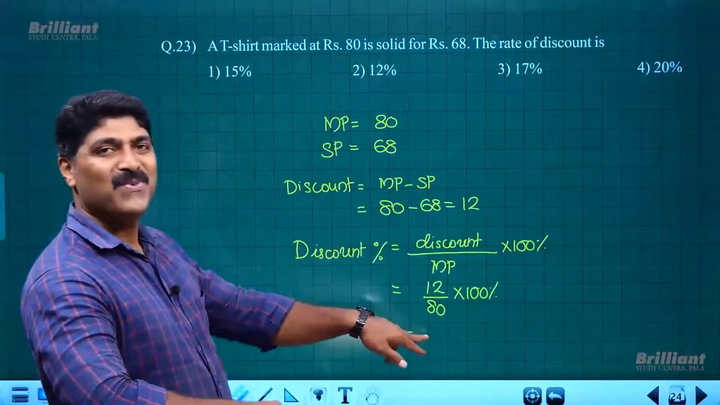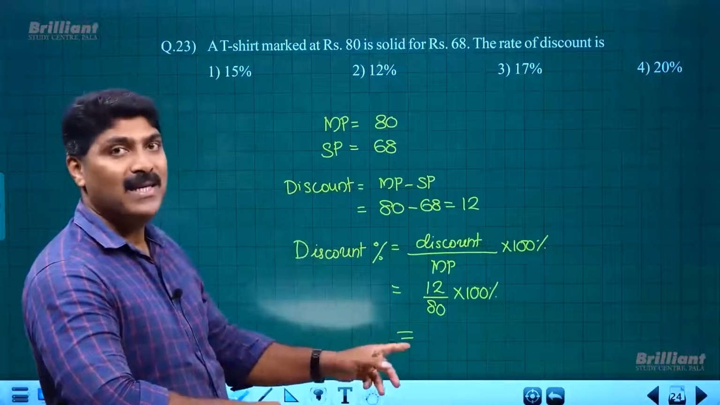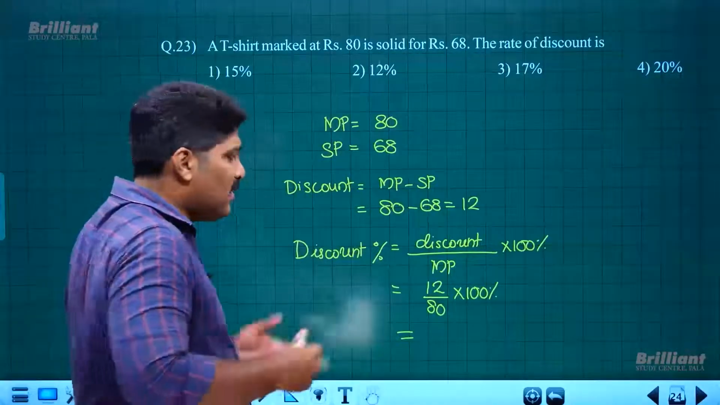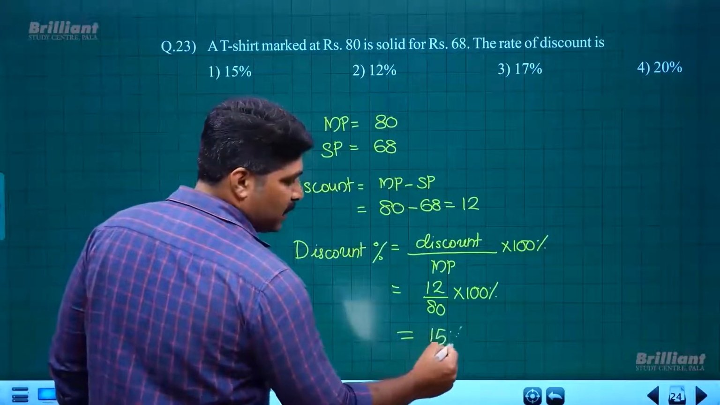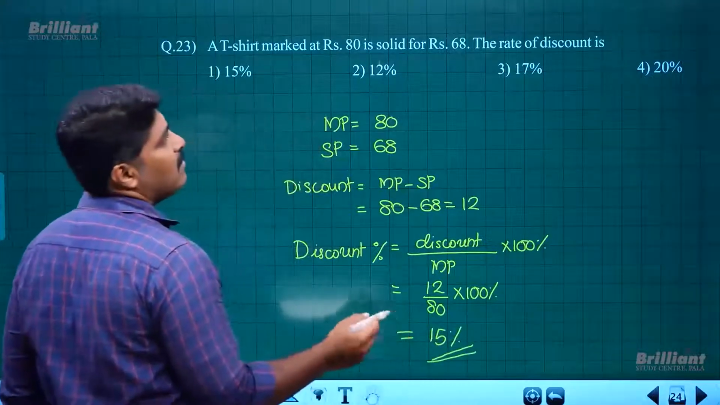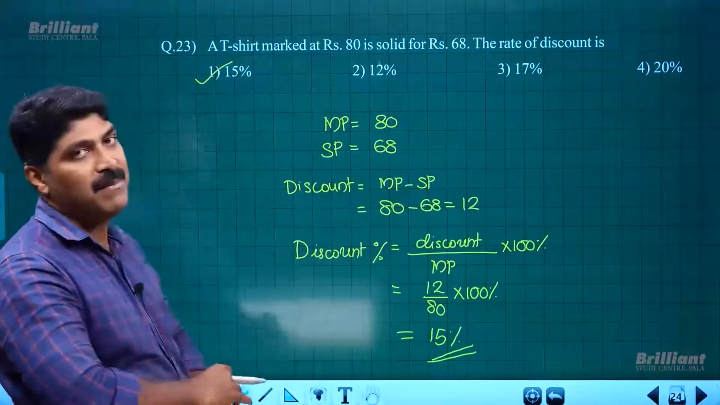What is 10% of this 80? That is 8. What is 5% of 80? That is 4. This is 8 plus 4, that's equal to 12. So we can directly reach the conclusion that it is 15%. Or you can just do the simplification process for finding it. So the answer is 15%.